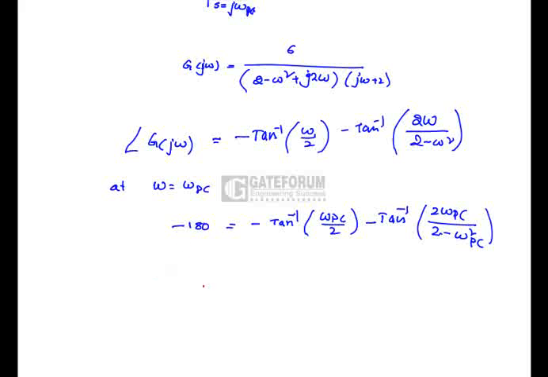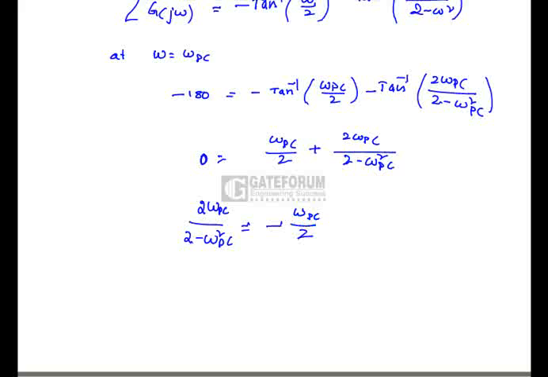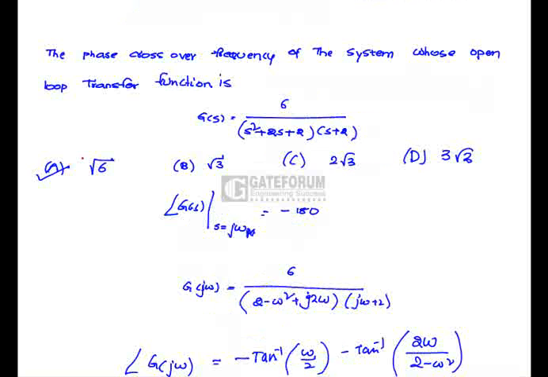So if we apply tan on both sides, tan 180 is 0, so omega pc by 2 plus 2 omega pc divided by 2 minus omega square pc is 0. So 2 omega pc by 2 minus omega square pc is equal to minus omega pc by 2. This gets cancelled. Omega square pc minus 2 is equal to 4. So omega pc is equal to root 6. That is, option A is correct.